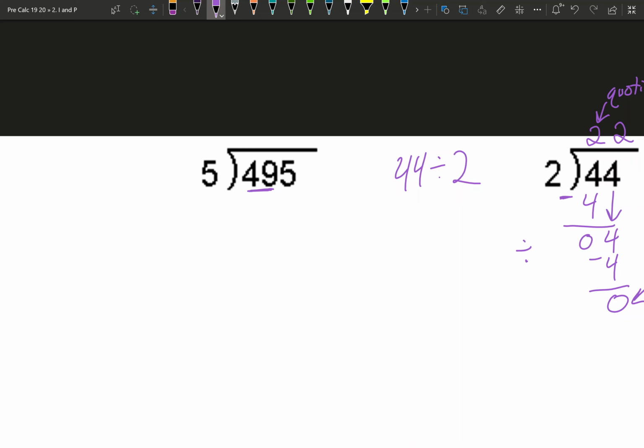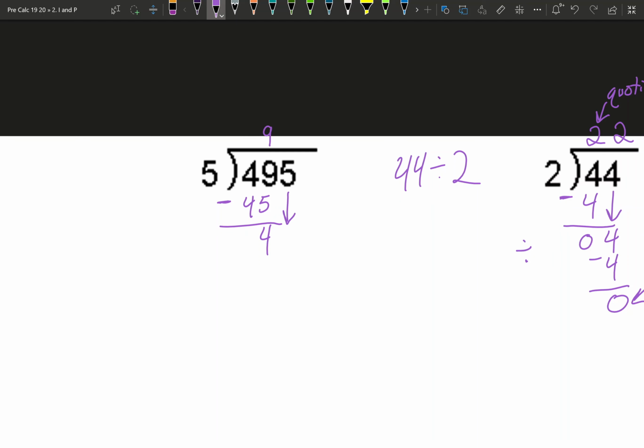So 49 divided by 5 is 9, because 9 multiplied by 5 gives us 45, which is our multiple of 5 that is less than 49. That's going to be important with our quotient remainder theorem. So then we subtract that 45 from the 49, and our remainder is going to be 4.